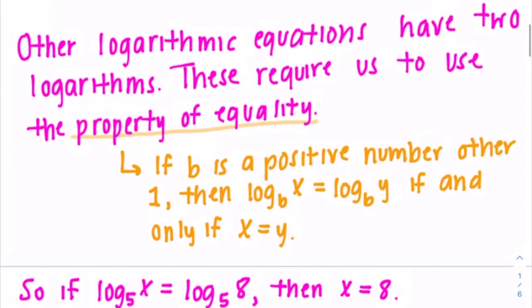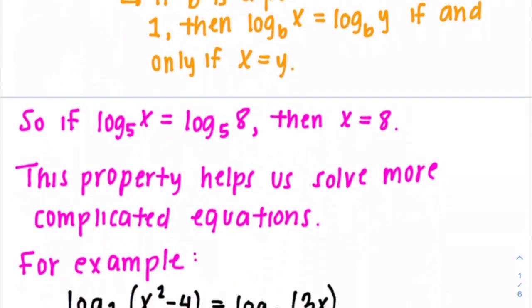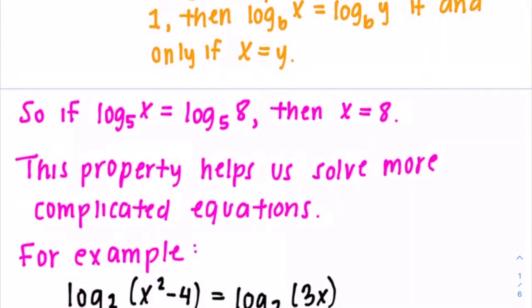In other cases, we could have two logarithmic expressions, one on either side of the equal sign, and this is going to require us to use the property of equality for logarithms. What that property says is if b is a positive number other than 1, then log base b of x equals log base b of y if and only if x equals y. So in other words, if we have two logarithms with the same base, we can set the arguments equal to each other. So if log base 5 of x equals log base 5 of 8, then we know 8 must equal x.